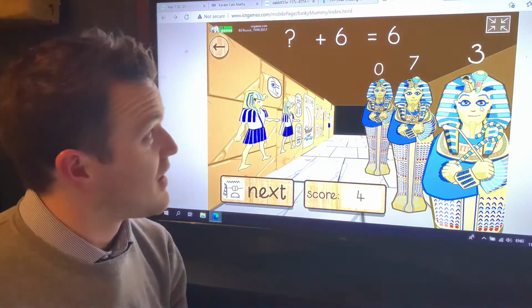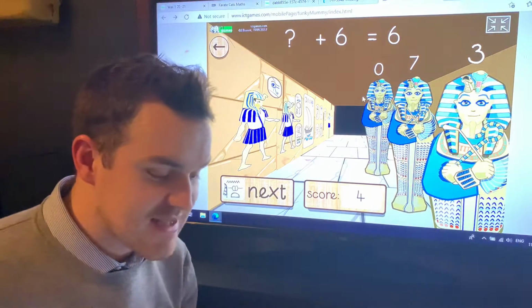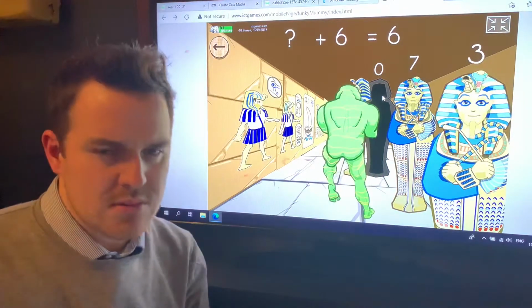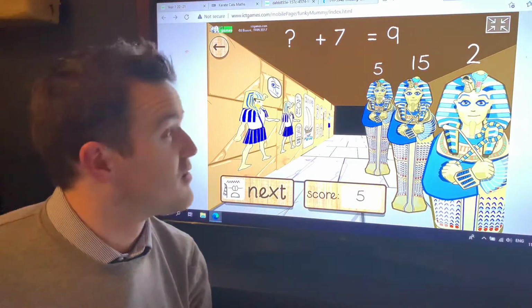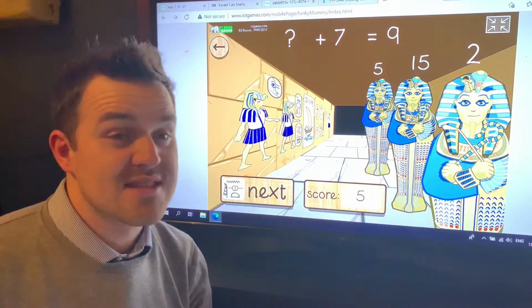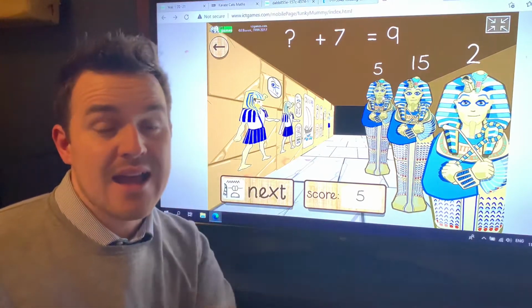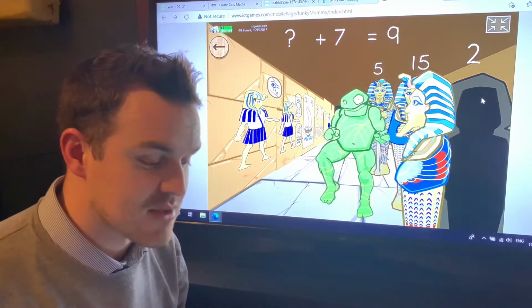That's another easy one. I've got 6 and I want to get to 6. I don't need any more, do I? 6 plus 0 equals 6. Fingers crossed for a hard one. Right. Not hard enough, but I'll do it anyway. 7 plus something equals 9. I know I've got 7. I want to get to 9. 7, 8, 9. I had to add on 2 more. 7 plus 2 equals 9, or 2 plus 7 equals 9.